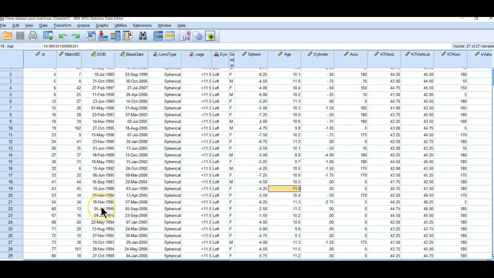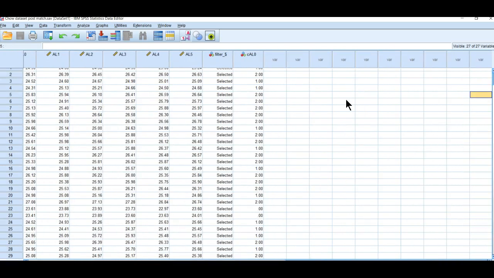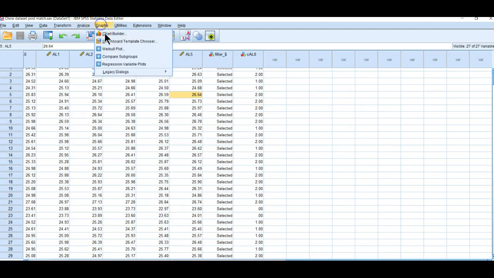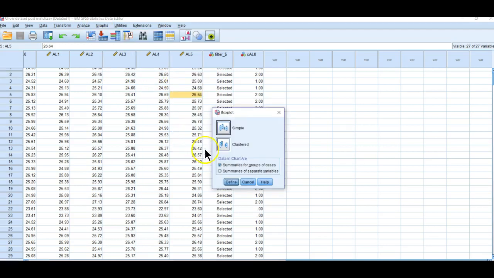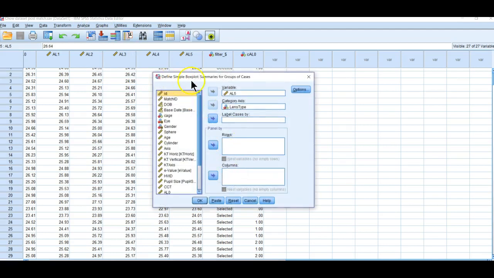We're going to use the Chow Ortho-K database. And we're first going to look at our data for the different lens types. We had spherical and aspherical. We also are going to look at just basically the axial length at 5 years. So let's first create a box plot so we can see what we're dealing with. And define AL5 by lens type.